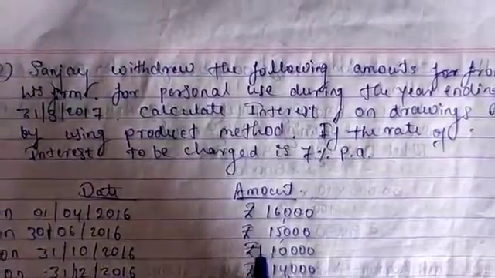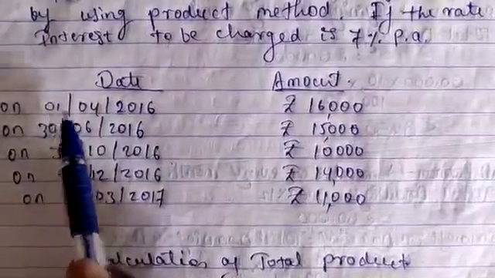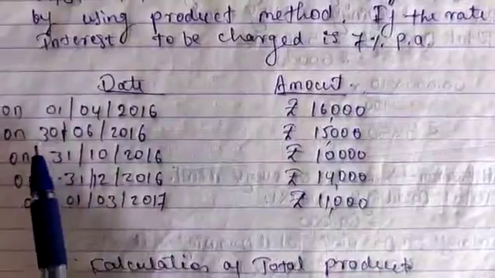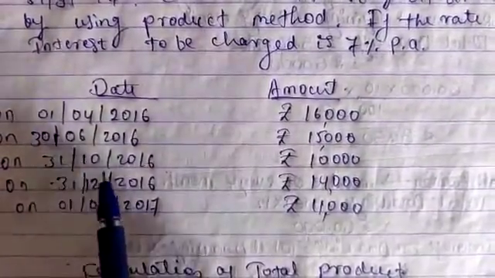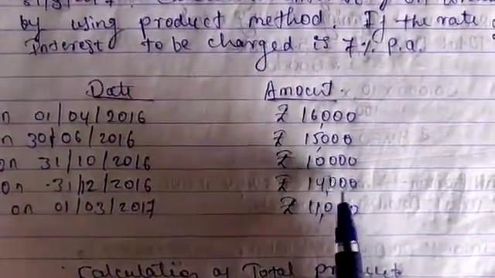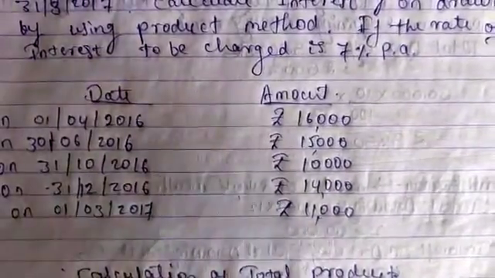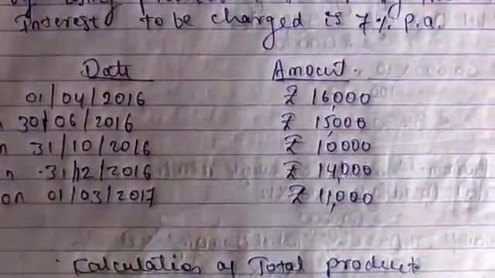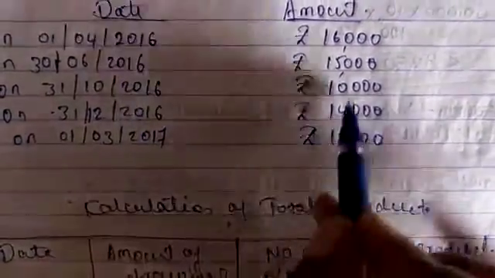In this problem the following drawings amounts, dates and amounts are given. On 1/4/2016 rupees 16,000, on 30th/6/2016 15,000, on 31st/10/2016 10,000, and 31/12/2016 14,000, and the last one 1/3/2017 11,000. Like these, the dates and amounts of withdrawals are given here. By taking this information you should calculate the interest on drawings. Rate of interest is 7%. These are the drawings amounts.